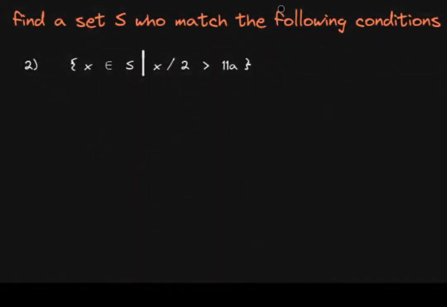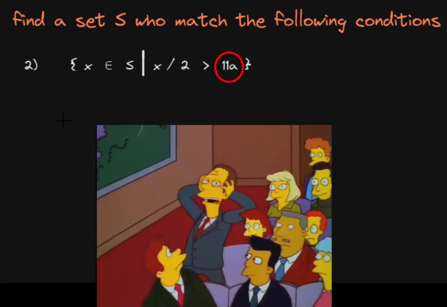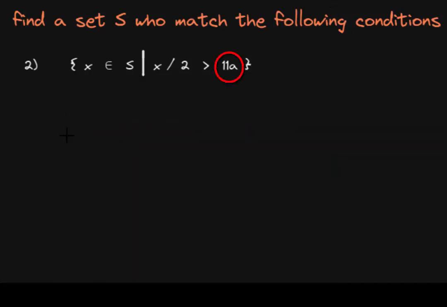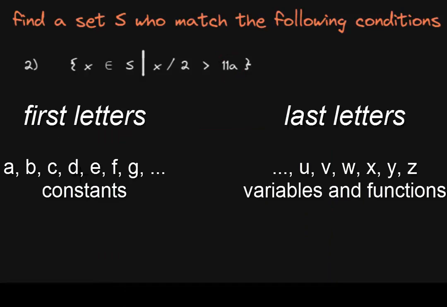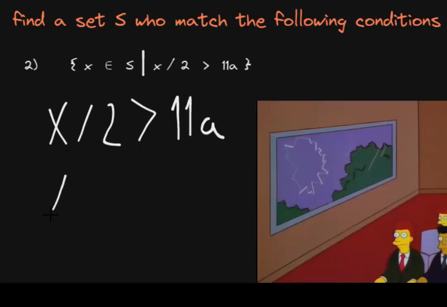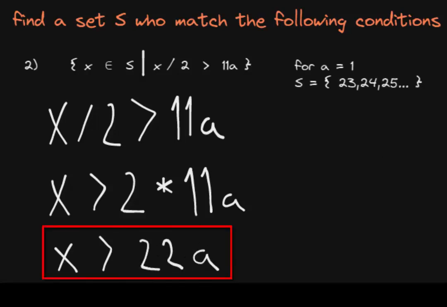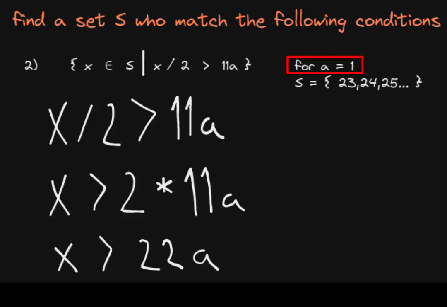Again, find a set that matches the condition. We have a constant literal here. Don't panic. Remember, the first letters represent constant numbers, and the last letters variables and functions. So the letter A is just a number that you will evaluate at the end. When we clear the x, we find that all set elements must be greater than 22 times A. A way to express this is by giving a value to the constant. For A equals 1, this is the set expression.